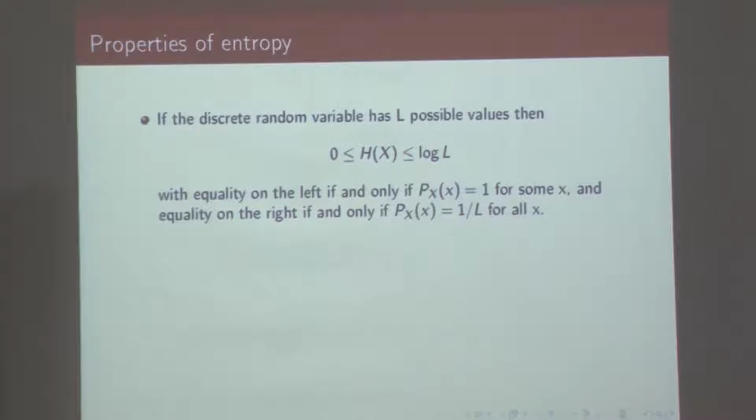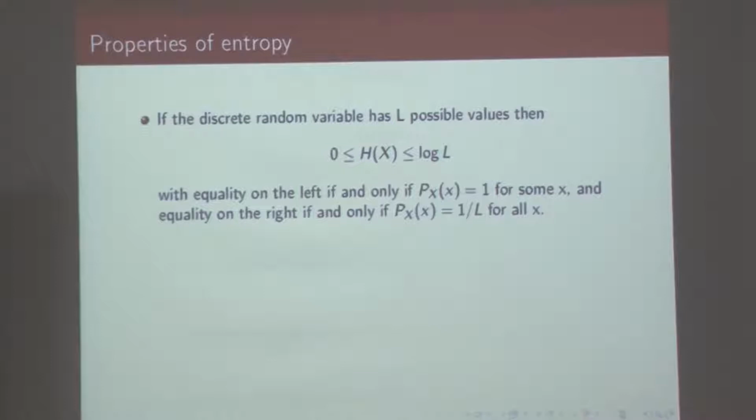With equality happening on the left hand side if and only if probability of x is 1 for some x, and for all other x, obviously, probability of x will be 0. Similarly, on the right hand side, this happens with equality when p of x is 1 by L for all x. That means, when x is uniformly distributed, then the entropy is maximum. We already had an example here where this was uniformly distributed, and we saw that this has higher information content than this case. So, let us prove this.